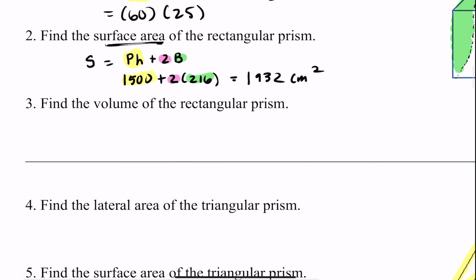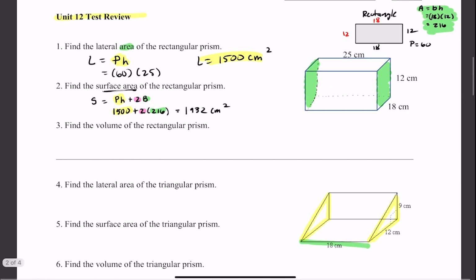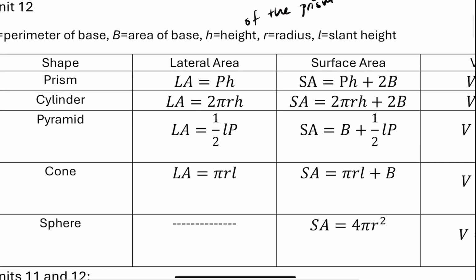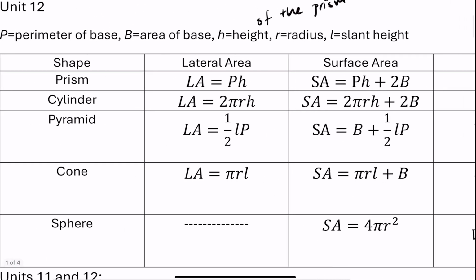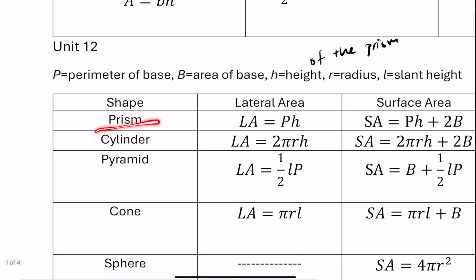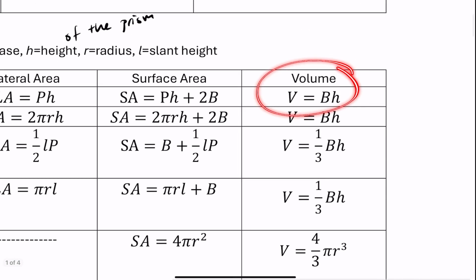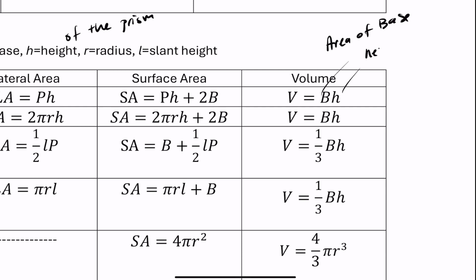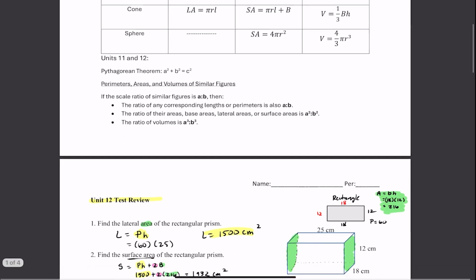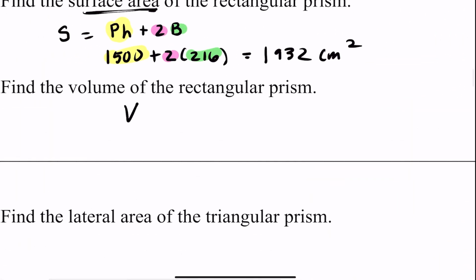Okay, and then lastly, number 3, find the volume of the rectangular prism. Again, we're dealing with prisms here. Volume. Okay, so here's the prism, the shape. The volume of a prism is V equals the area of the base multiplied by the height of the prism. Okay, let's write that. Area of the base multiplied by the height of the prism. So V, the volume, is equal to the area of the base multiplied by the height of the prism.